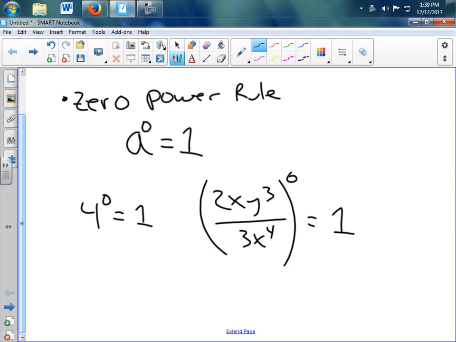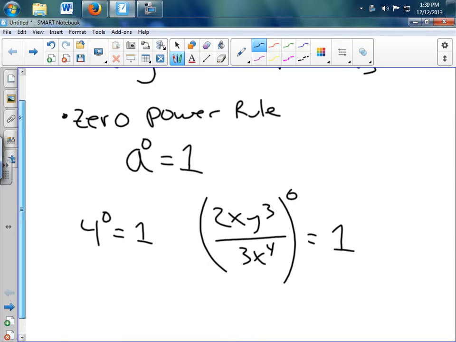Go get Harry for me, someone. Thanks, Karina. 4 raised to 0 is 1. I can make you a really hard problem on a test, make you do all this stuff, and then you raise it to 0. It's still 1. Okay, so that's the zero power.